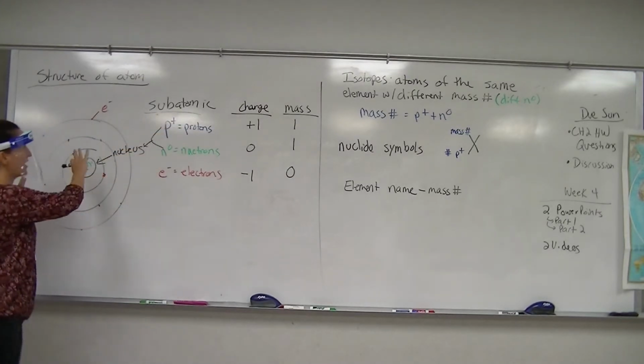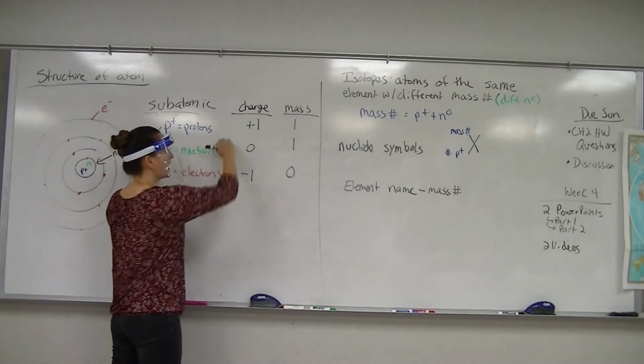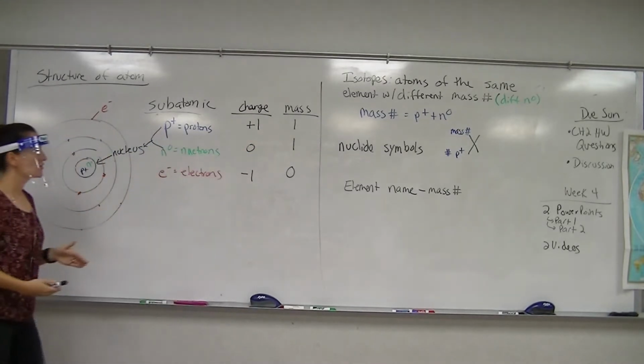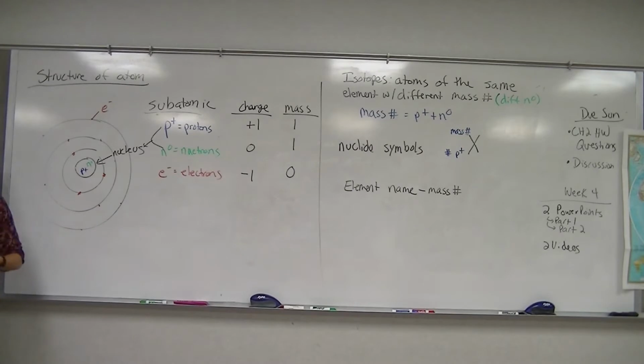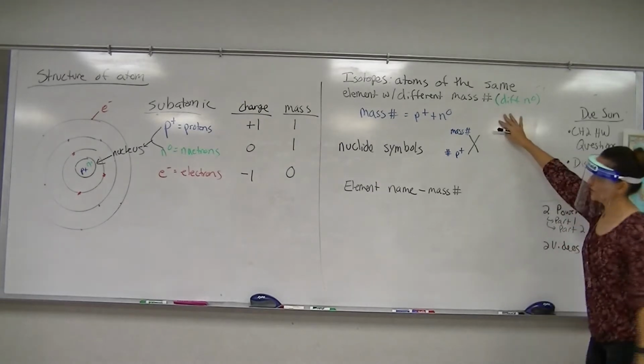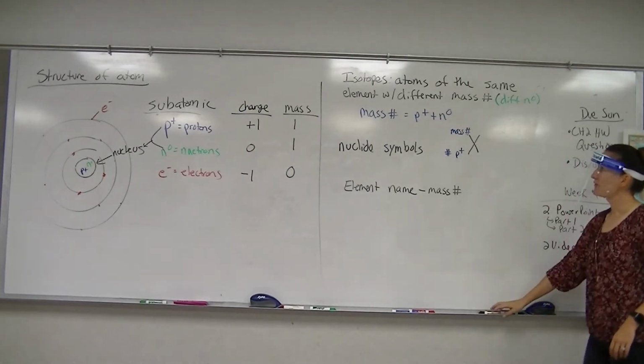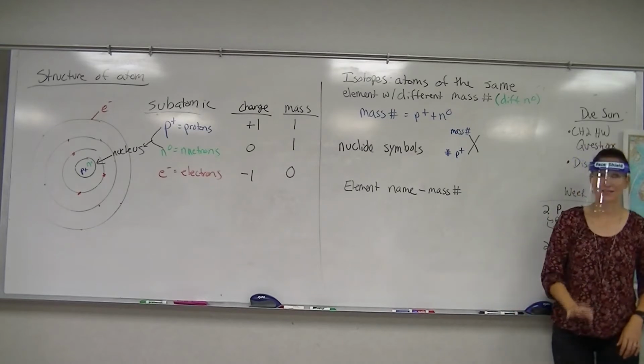So the takeaway with these subatomic particles is you want to know the charges of each, and you want to know the masses of each. So that if I'm asking you about charge, or if I'm asking you about mass, you know which particles to look at. Okay? So with this information, we're going to define what an isotope is. So what an isotope is, it's an atom of the same element with different mass numbers.